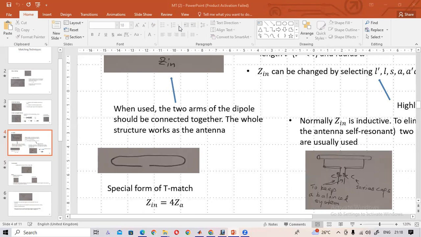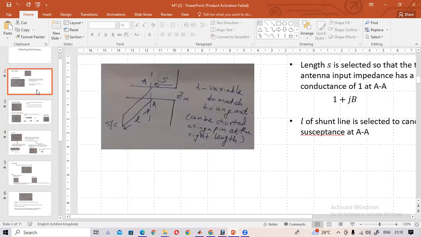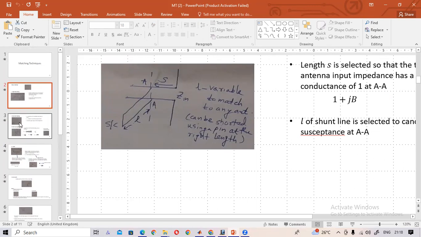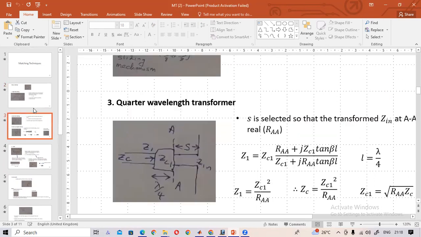Yeah, no problem, you can do this one. Actually, this stub matching I will tell you. I will upload the material, so you can refer to that, but the stub matching will not come to the exam, because for stub matching we need to use the Smith chart.